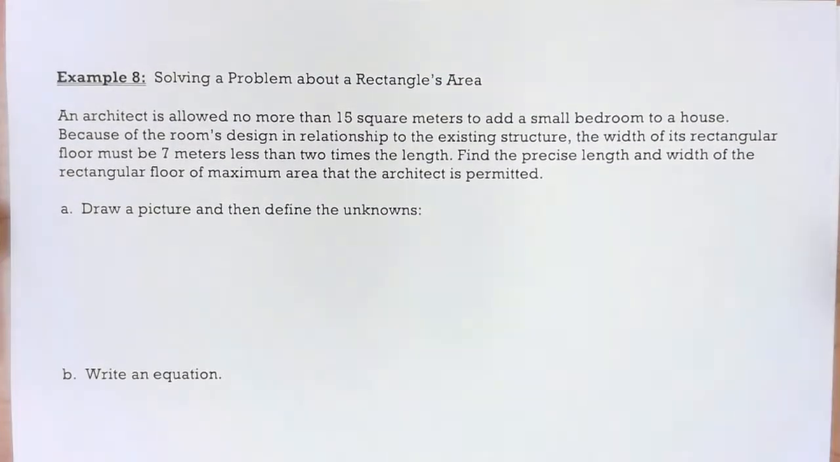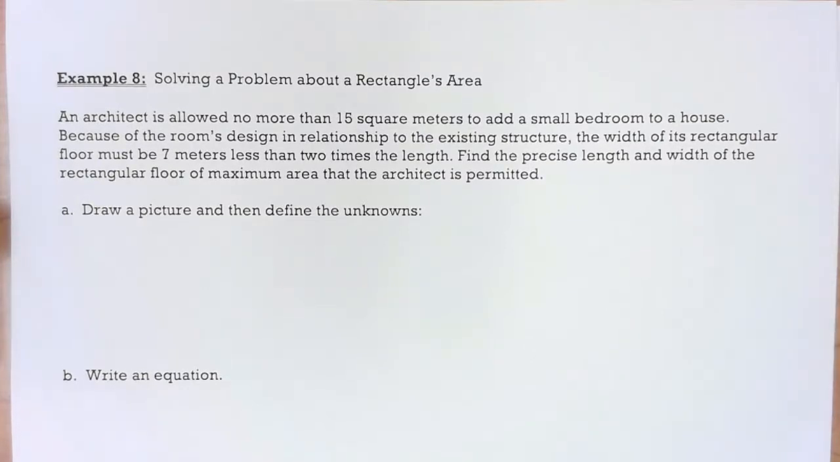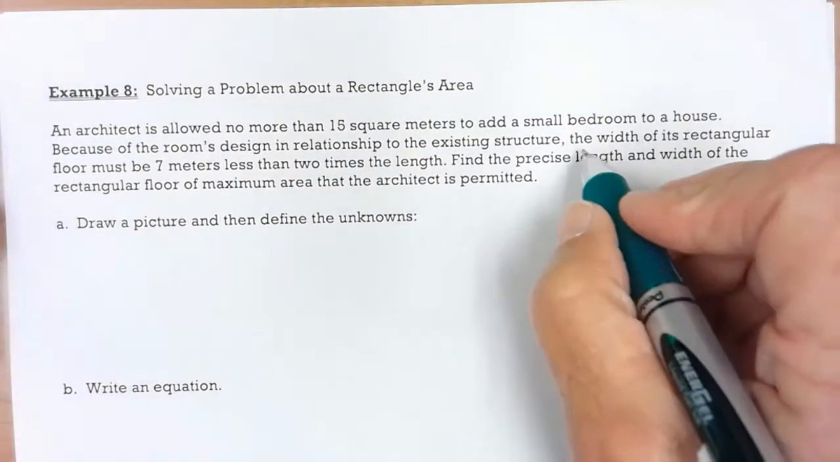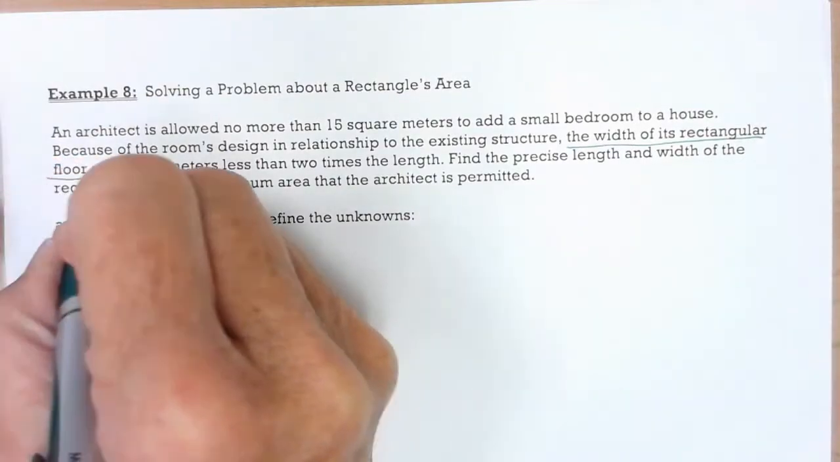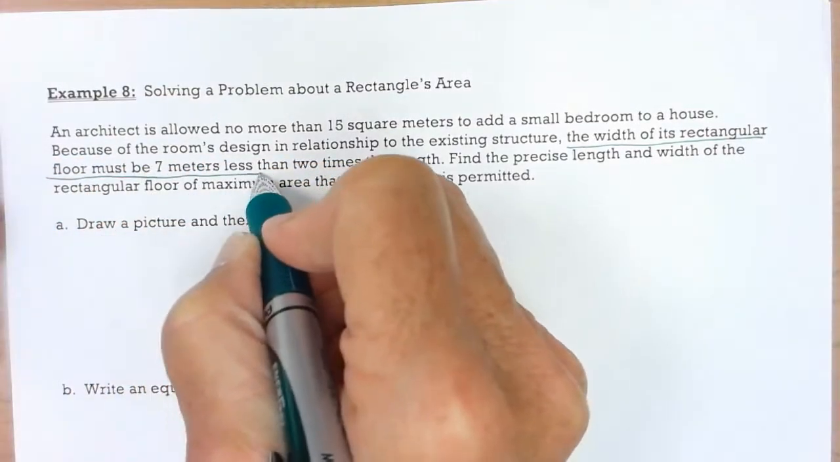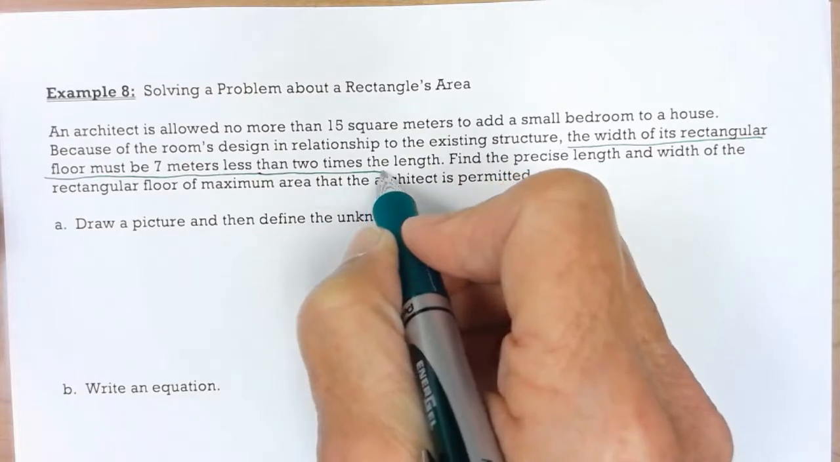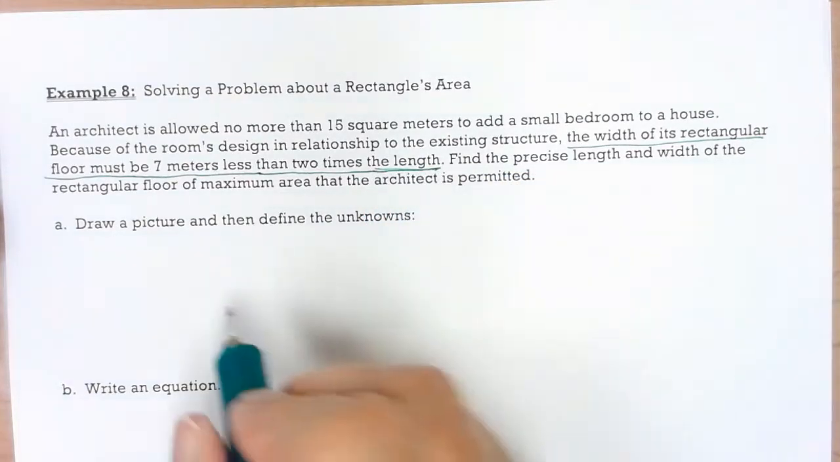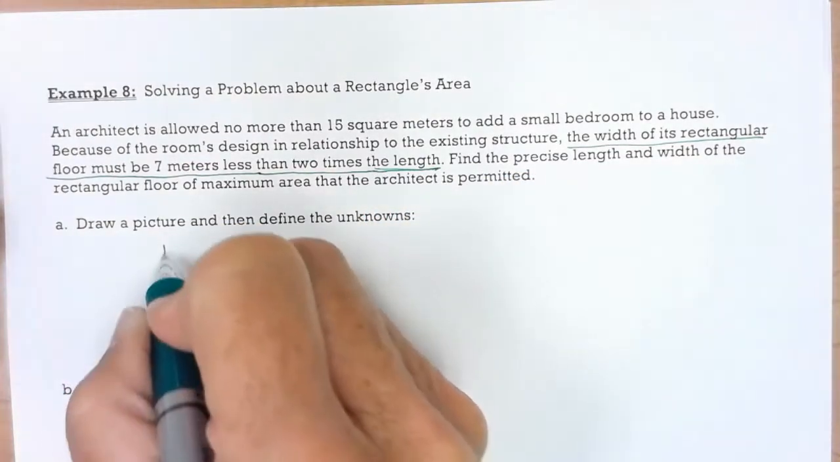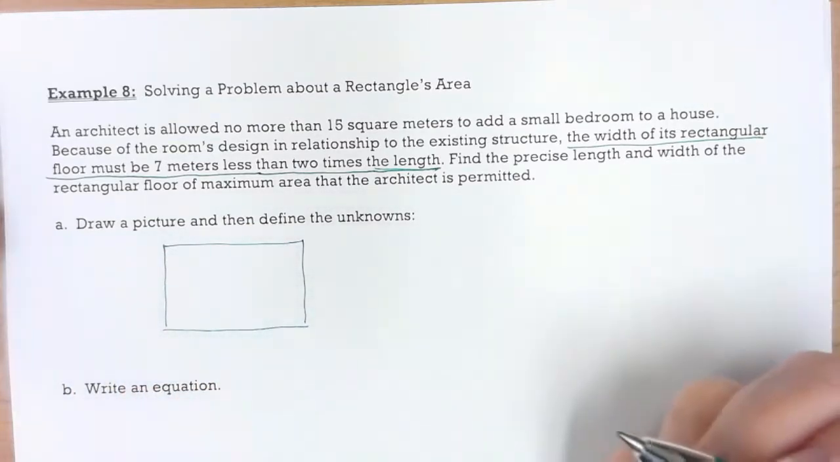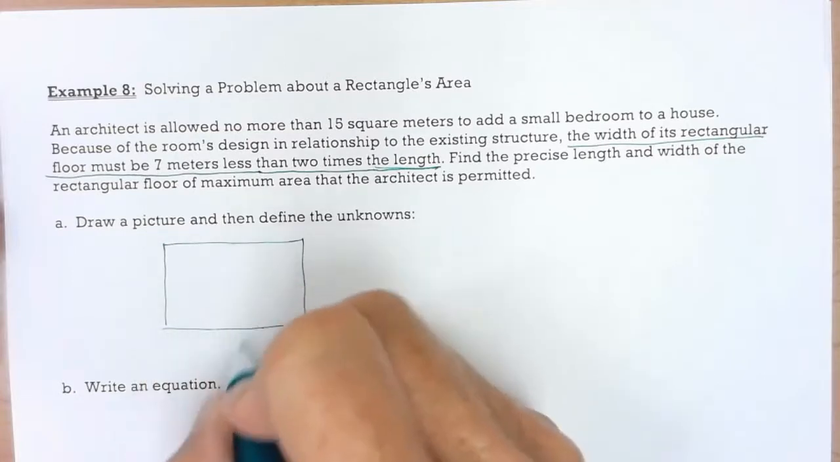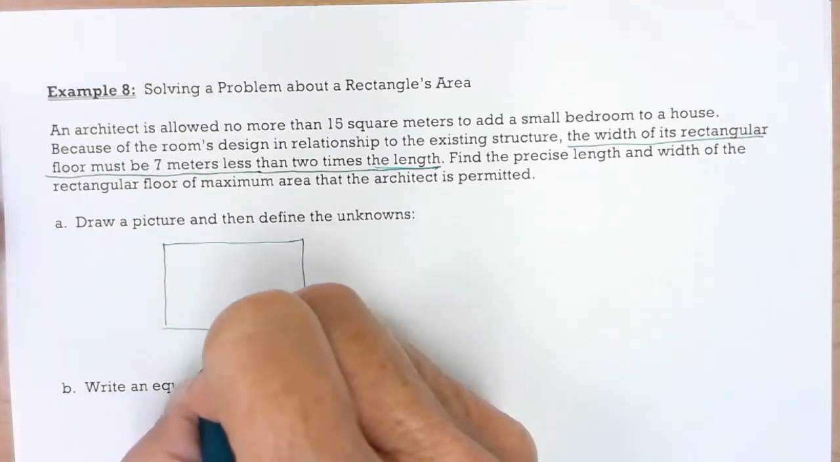Now, if you go through that real quick, you know you've got a room. It's got 4 sides, so that's about it. So let's go back in. It says the width of its rectangular floor must be 7 meters less than 2 times the length. So I'm going to draw a picture. I'm going to let this be X, because normally you think of length here.